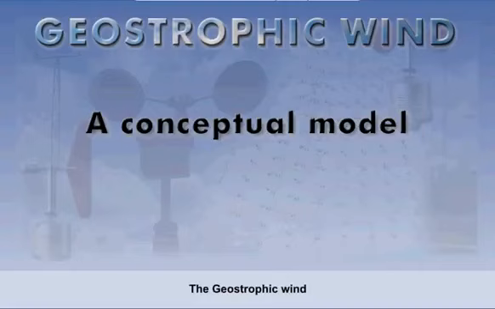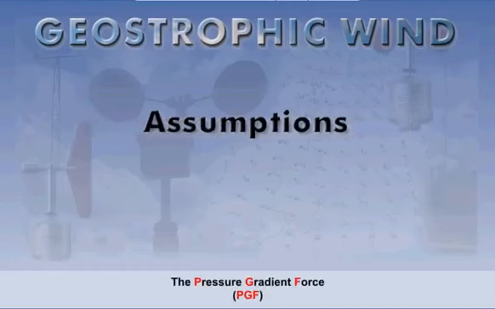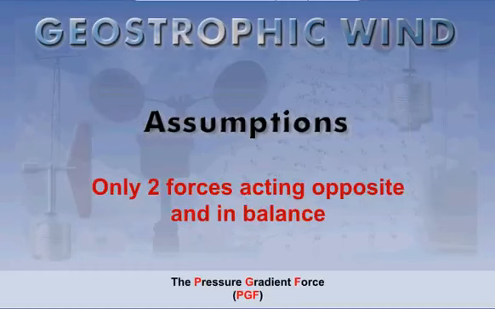Firstly, we will explain and list the facts we know about the geostrophic wind and expand on each one as mentioned. The geostrophic wind is composed of two forces. These forces must be in balance and work opposite to each other. What are these forces, though?